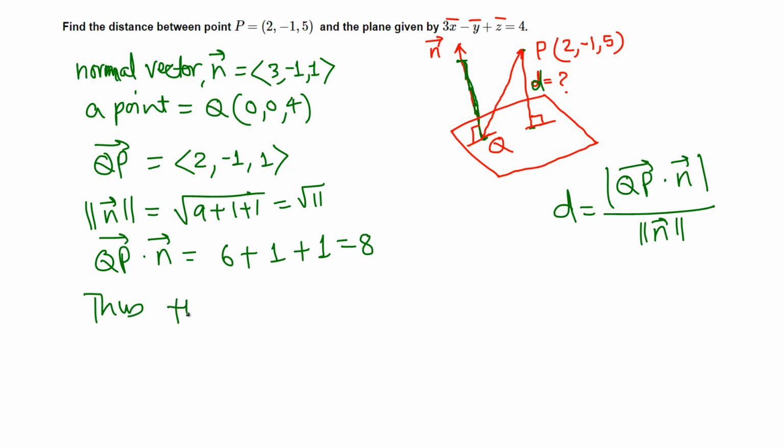Thus the distance is dot product, absolute value of dot product on the top, divided by the magnitude of normal vector, which is √11. This is it, answer. Or you can multiply top and bottom by √11, that gives us 8√11 over 11 units final.